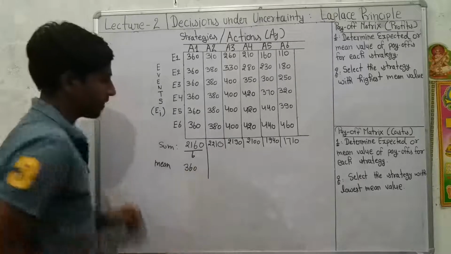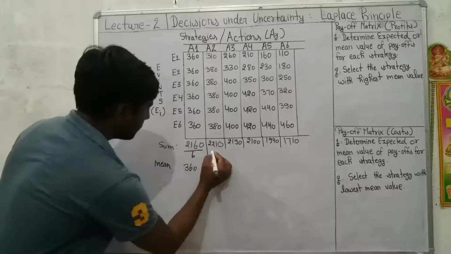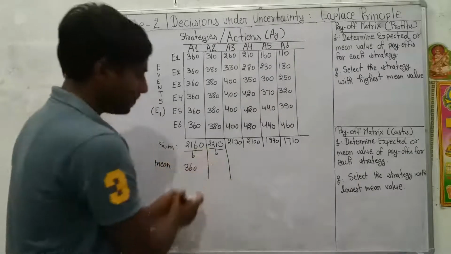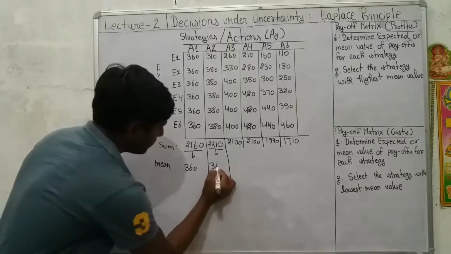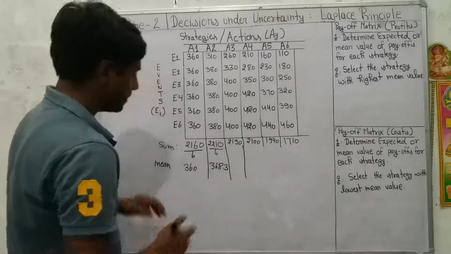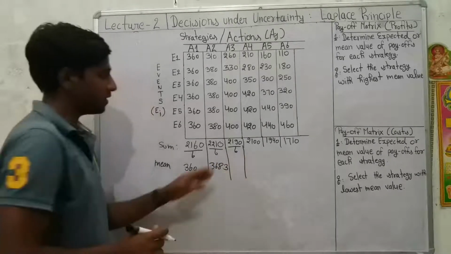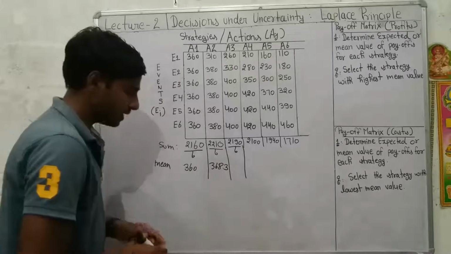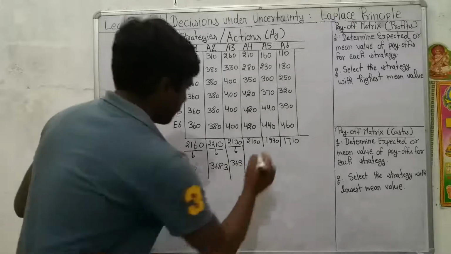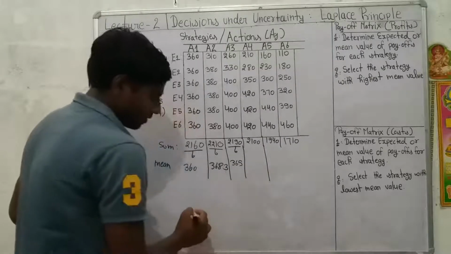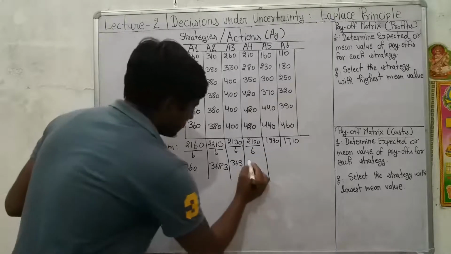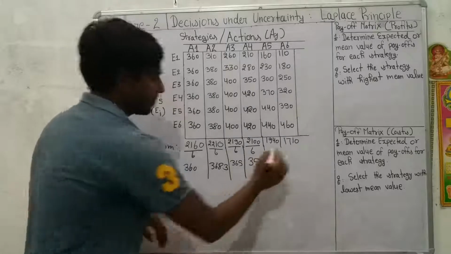360. For action 2, again the mean would be equal to 2210 divided by 6, that is equal to 368.3. And for action 3, the mean value would be equal to 2190 by 6, that is equal to 365. For action 4, the sum would be equal to 2100 by 6, that is equal to 350.